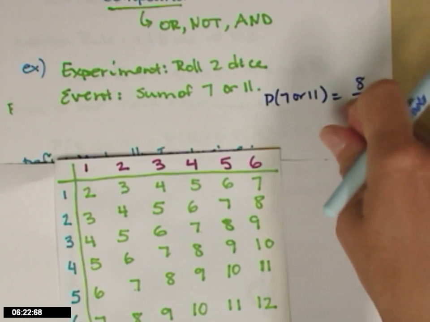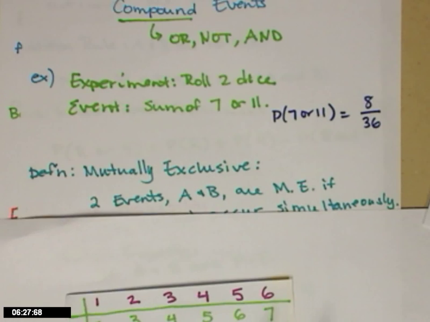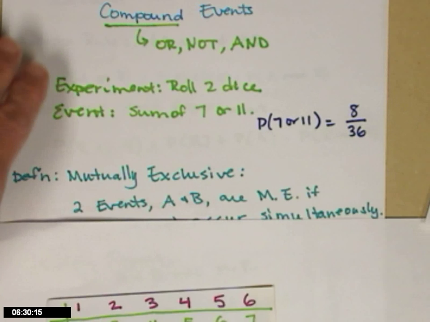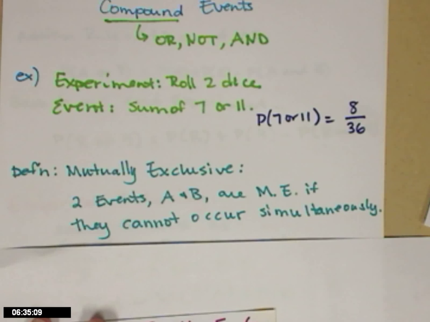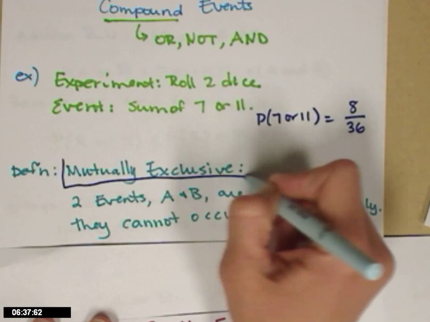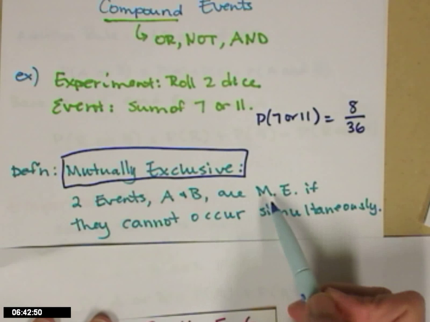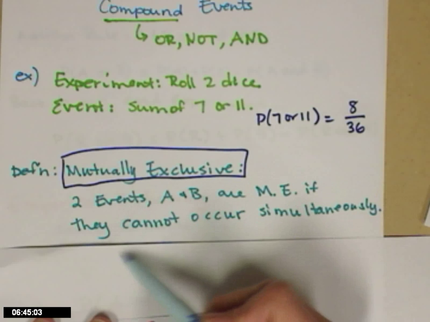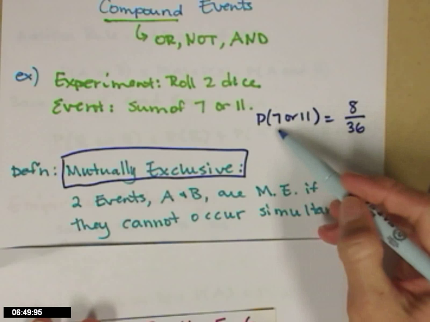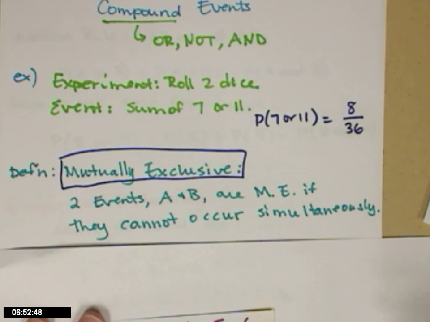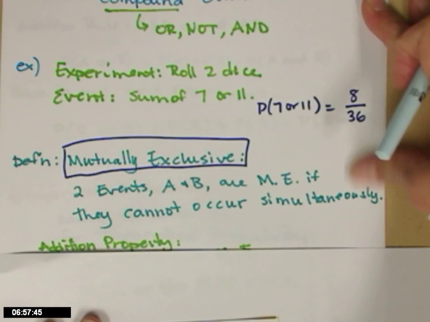So one thing that happens when you combine events with "or" is we start talking about, are the events mutually exclusive? It's kind of like a vocabulary word for math. Two events, A and B, are mutually exclusive if they cannot occur simultaneously. So if I roll two dice, I couldn't get a sum of 7 and a sum of 11 at the same time, right? There's only one thing that's going to be happening there, 7 or 11 or something else.